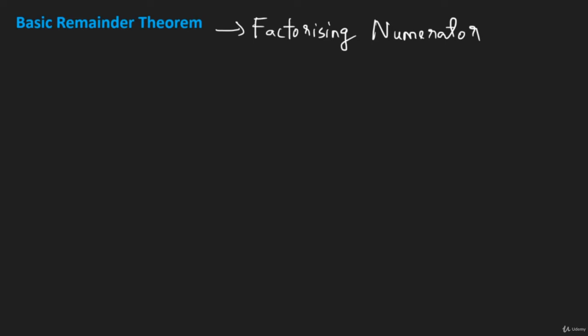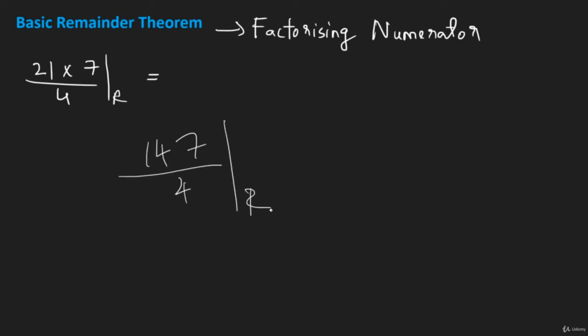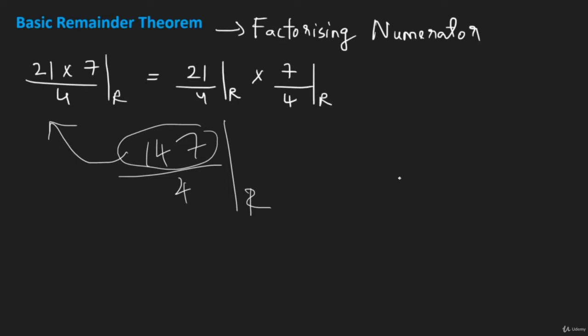Let's take an example. Say you want to find 21 into 7 by 4 and you want to find the remainder. You could have also thought of this as 147 divided by 4 and finding the remainder, right? Because 21 into 7 is 147. So by factorizing the numerator, I write 147 as 21 into 7. Now, if I have done this and I want to find this remainder, as per this theorem, this is equal to 21 by 4 finding the remainder and 7 by 4 and taking the remainder.